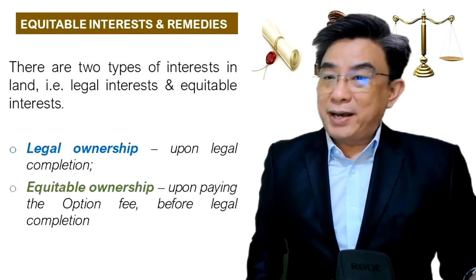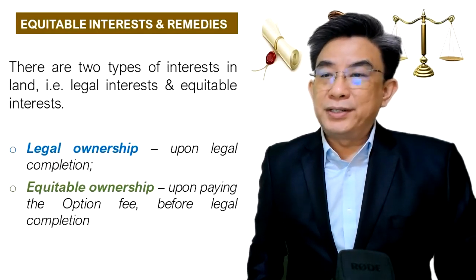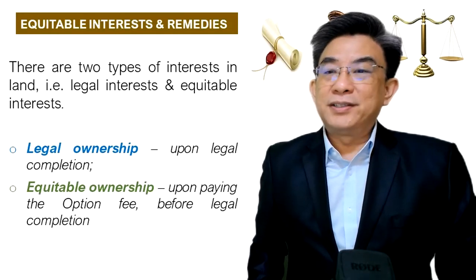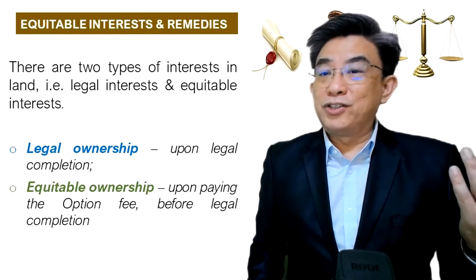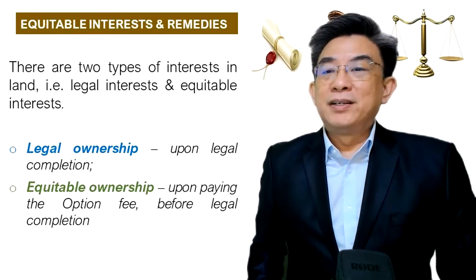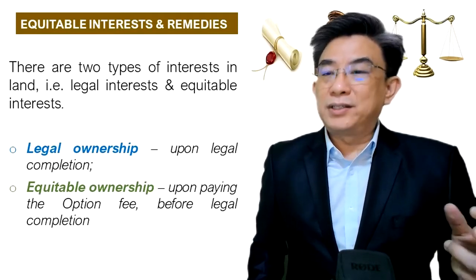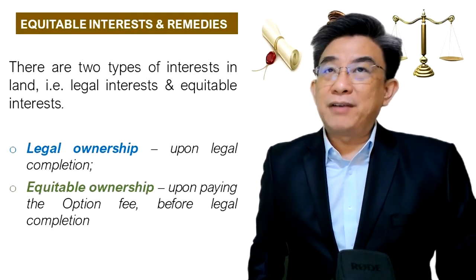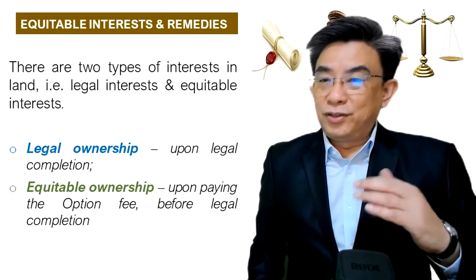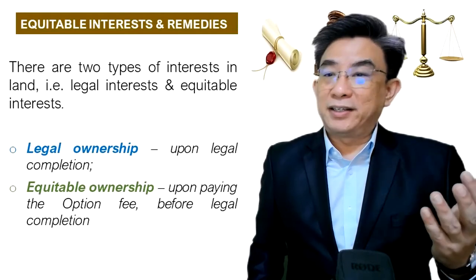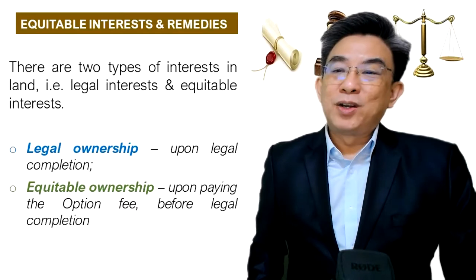You go out and buy a house. Before you go for your legal completion, you're not the legal owner yet. Meaning in the title registry, your name is not there. The legal owner is still the seller. So what kind of interest do you have in land? What you have is not recognized by the land titles office, but is recognized by the court. So this is called equitable ownership.